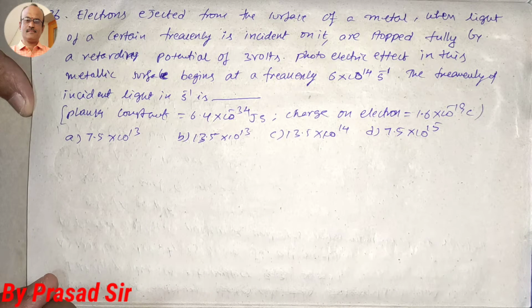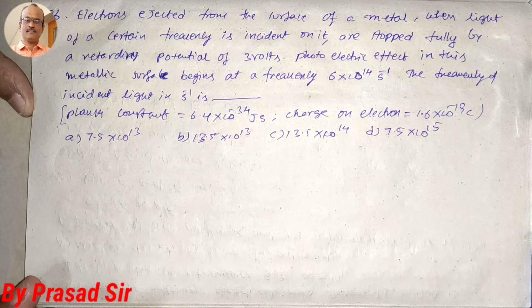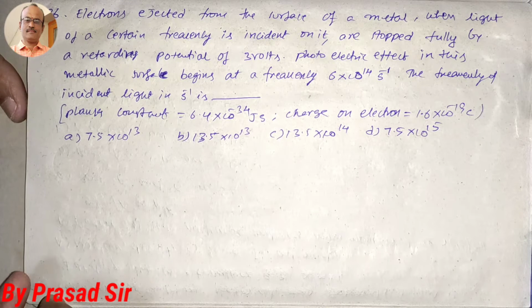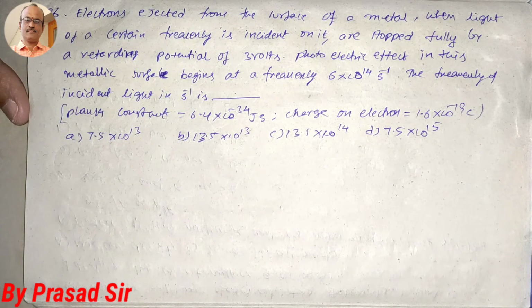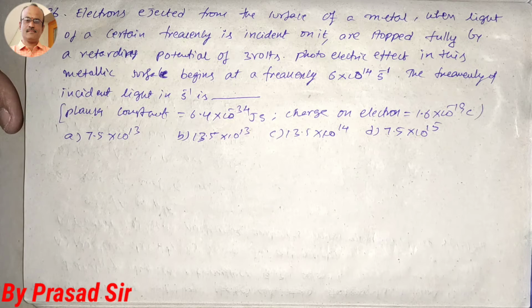Now the question number 36. Electrons ejected from the surface of a metal, when light of certain frequency is incident on it, are stopped fully by a retarding potential of 3 volts. Photoelectric effect in this metallic surface begins at a frequency 6 into 10 to the power of 14 second to the power of minus 1. The frequency of incident light in second to the power of minus 1 is how much? But here Planck's constant is given 6.4 into 10 to the power of minus 34 joule second, and charge on electron is given 1.6 into 10 to the power of minus 19 coulombs.